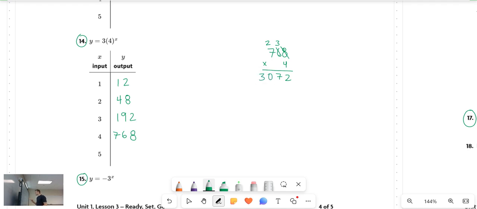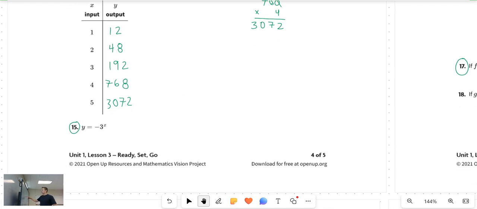So we should get 3,072. We're going to write that down, 3,072. And then we'll check it as well. 768 times 4 is indeed 3,072. So we will continue on, but those are our 4 values here.